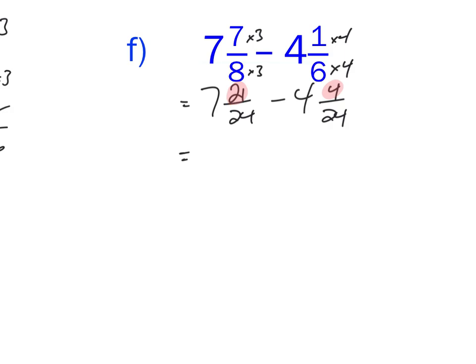So what's 7 take away 4? 3. And what's 21 take away 4? 17. So it's 3 and 17 over 24. Now, does this question need to be simplified? No. 17 is a prime number, which means that the only numbers that go into it are 1 and 17. And 17 does not go into 24. So this is in its most simplified form.